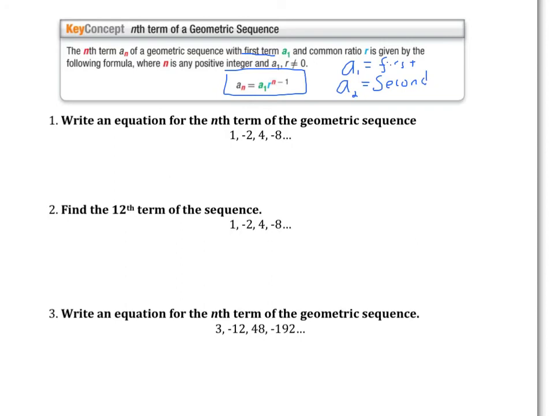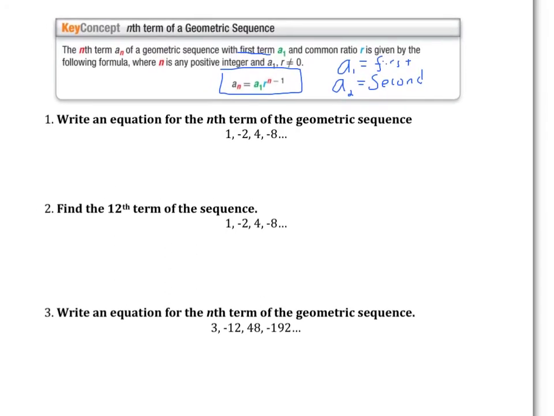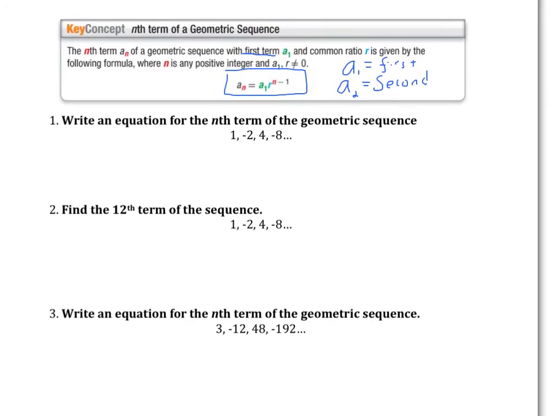In order to find the equation, we need to know two things. We need to know A sub 1, which is the first term. For this example, the first term is 1. So we have that. We also need to know the common ratio, which is R. So let's do what we did previously to find what the common ratio is. We're going to take the second term, put it on top of the first. We got negative 2 over 1. Going to give us negative 2.